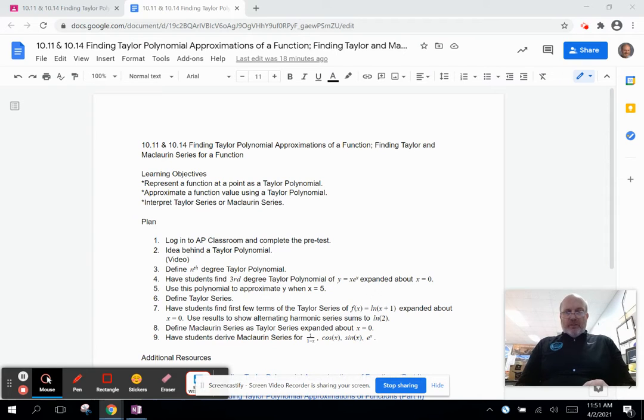After that, we'll define a Taylor series and a Maclaurin series, and we will use those and then show you some pretty cool things. One of the things we'll show you is how the alternating harmonic series converges to ln 2. And then we will also develop the Maclaurin series and the power series for functions like 1 over 1 minus x, the geometric series, and for cosine x and sine x and e to the x. So let's take a look and see what we can do.